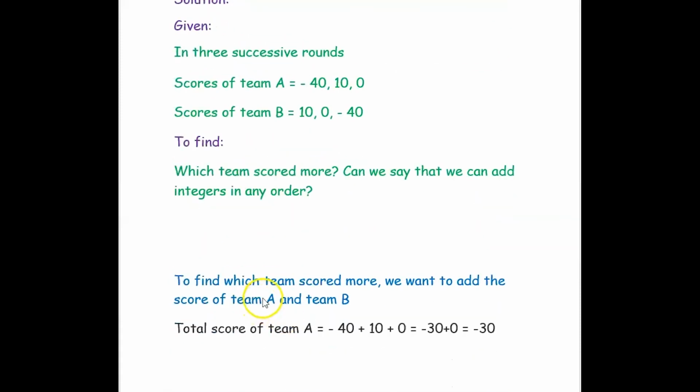So to find which team scored more, we want to add the scores of team A and team B. Now the total score of team A: we have to add all. So first one is negative 40, plus 10, plus 0. So first, negative 40 plus 10 is negative 30, plus 0. So that will be negative 30.